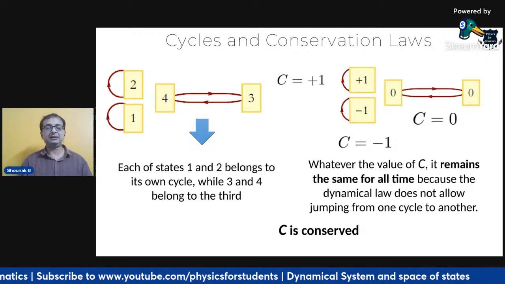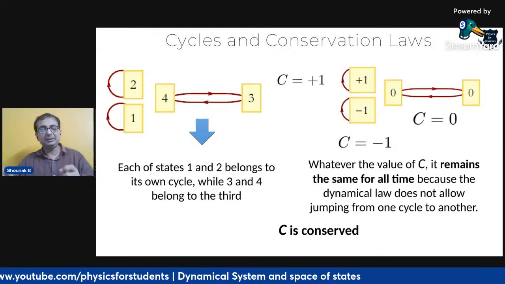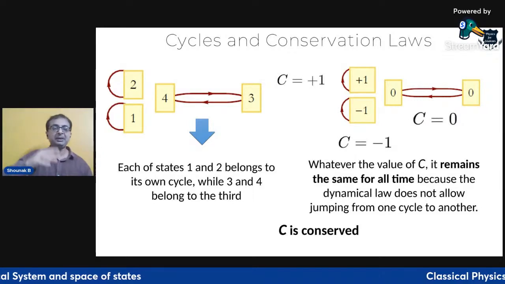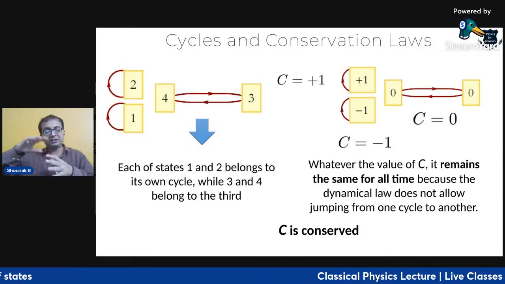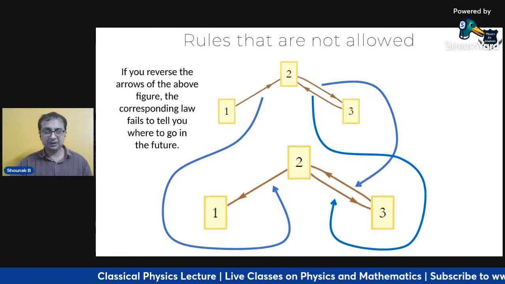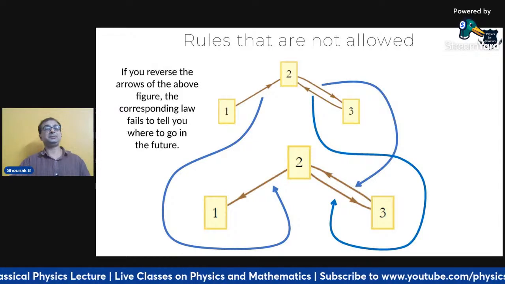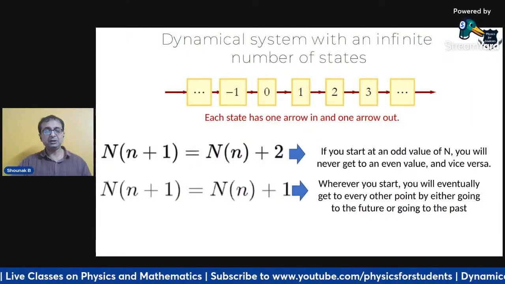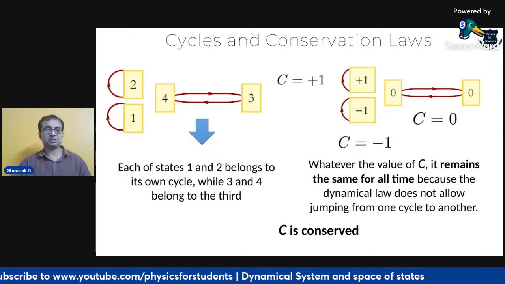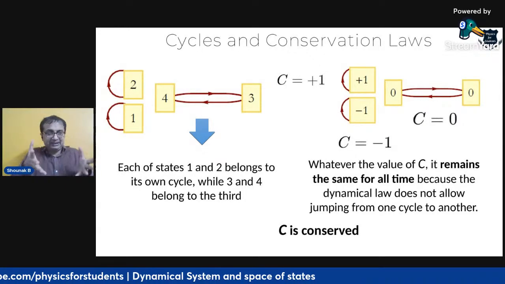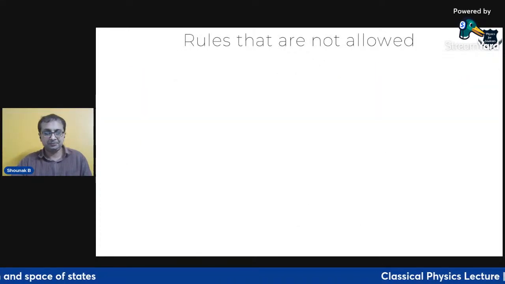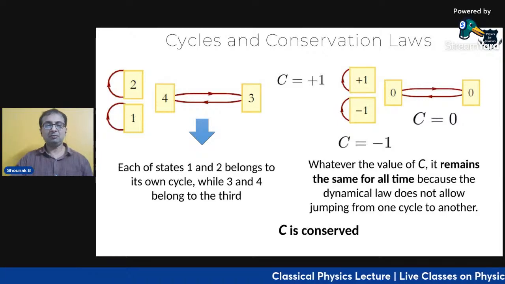What I'm trying to say is that whatever the value of C, it remains the same for all time, because the dynamics does not allow any jumping from this part to this part. Whenever there is a jump, there is no conservation. This particular system, if I go back to it, is not a conservation because it is jumping. And from here you can deduce the basic philosophical idea of conservation of momentum and conservation of energy. We have to take a state of a system and see that there are no discrete jumps, and C is being conserved. So this is all I need to tell you.